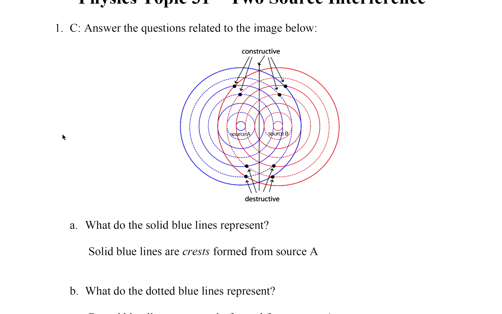You notice there's a place where the solid red line meets a solid blue line. And there's also a place where a dotted red line meets a dotted blue line. And there's also a place where a solid red line meets the dotted blue line. And there's a place where a dotted red line meets a dotted blue line.